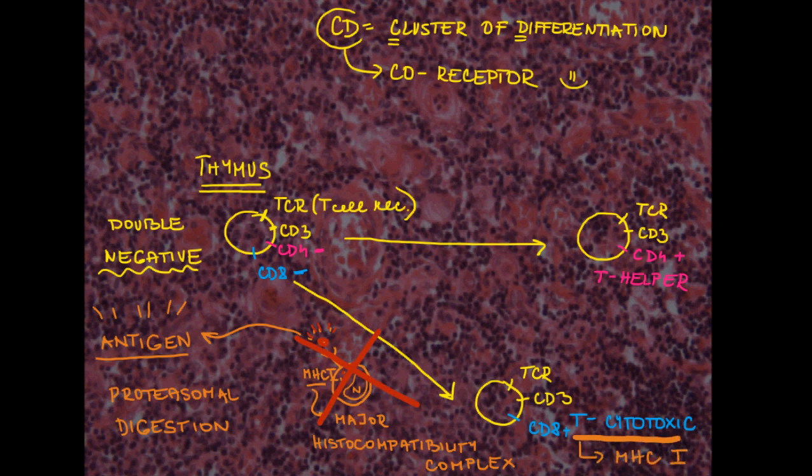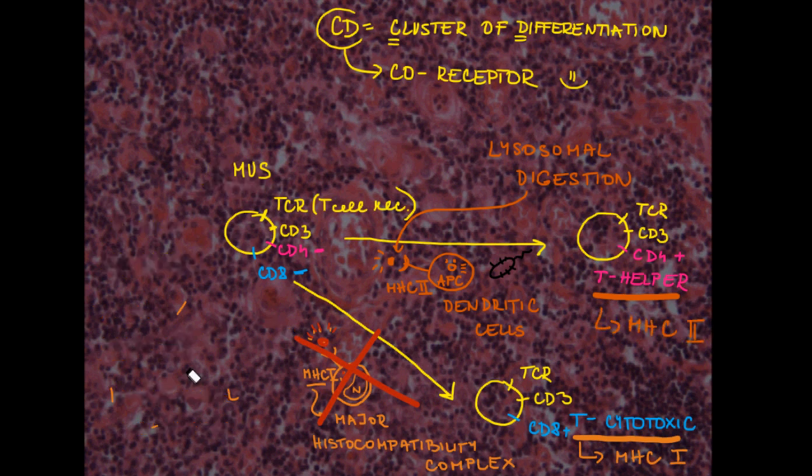T lymphocytes can also meet in the thymus with cells with MHC class II receptor, and when they do, they become helper T cells. MHC class II is specific for cells called antigen-presenting cells, APC. One of the most known APCs are dendritic cells. These cells can eat different substances or whole bacteria, degrade them via lysosomal digestion, and present part of them on MHC class II. The role of T helper cells is to communicate with these antigen-presenting cells and send messages to other immune cells.